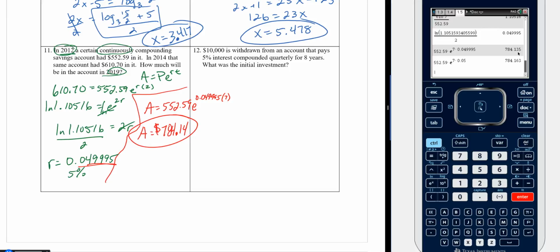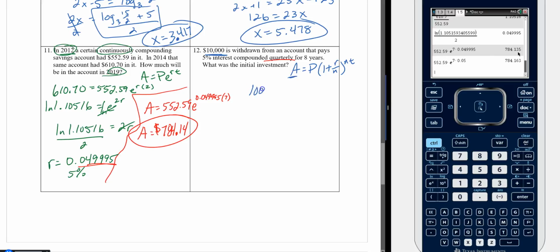Number 12. 10,000 is withdrawn from an account that pays 5% compounded quarterly for 8 years. What was the initial investment? Alright, since it's compounded quarterly, we're going to have to use the formula A equals P times 1 plus r over n to the nt power. We're going to have to make the assumption here that if we're withdrawing 10,000, we're closing the account. That's how much is in there altogether. So that's my final amount A.